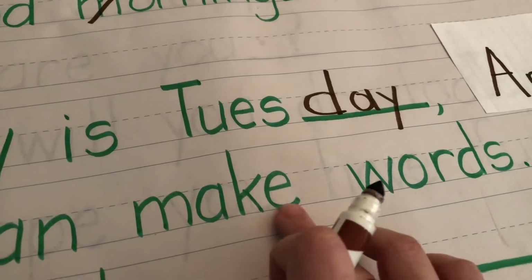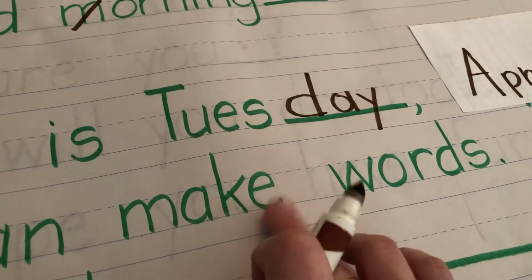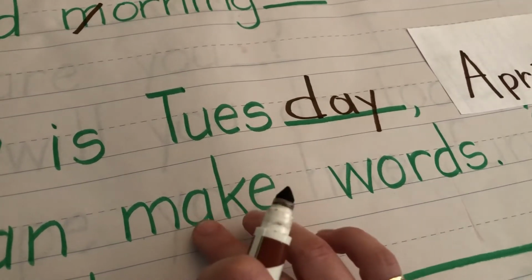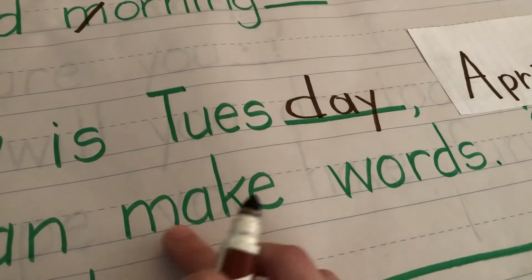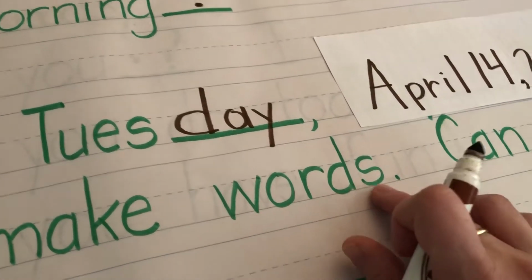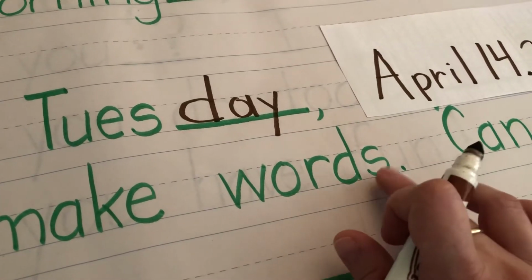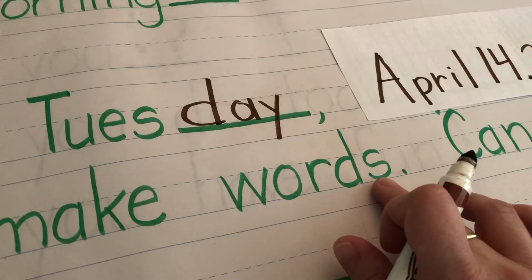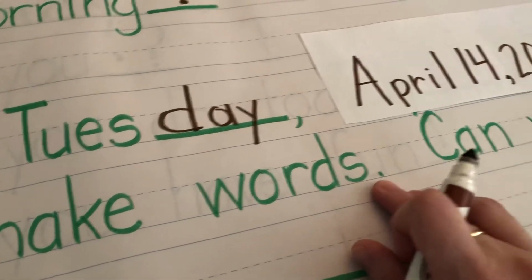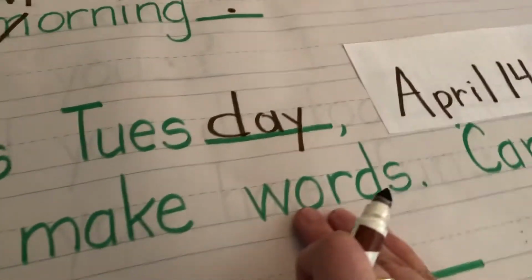Here's the word make. And yesterday we talked about words that have silent E's at the end. So that silent E or quiet E is going to make the A say A. So we have make. And then here's the word words. And I put an S at the end because I'm going to make more than one. And we put an S when we're talking about two or more. And there's my period because I'm telling you, I can make words.